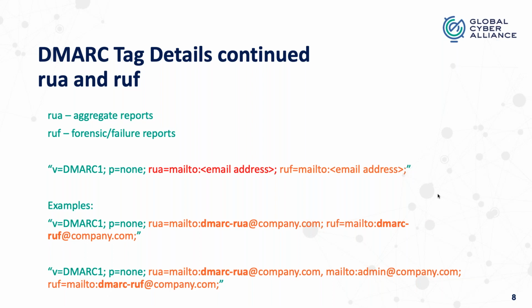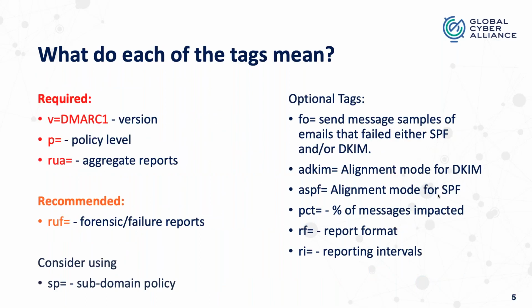The next two tags are RUA and RUF. These are the tags that you're going to put into place in order to enable reporting, right? So RUA is to enable aggregate reports, and RUF is to enable forensic or failure reports. Now, before I go into more detail, just to make sure it's clear: on this slide, we're saying that the RUA tag is required and the RUF tag is recommended. Technically, the only required tags are the V tag and the P tag. The RUA and RUF are not required.